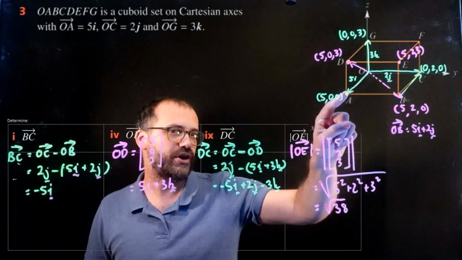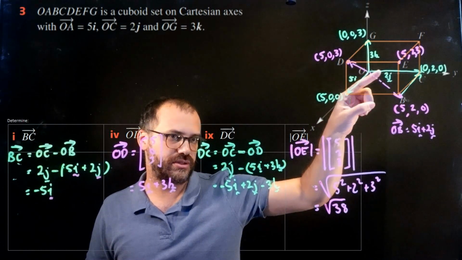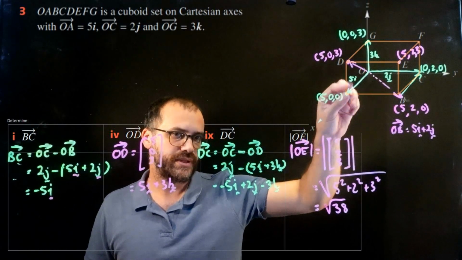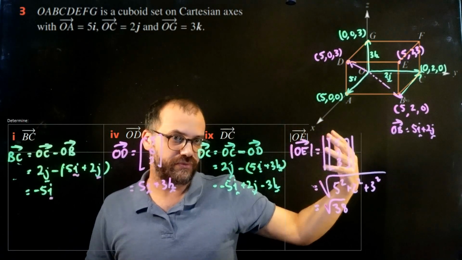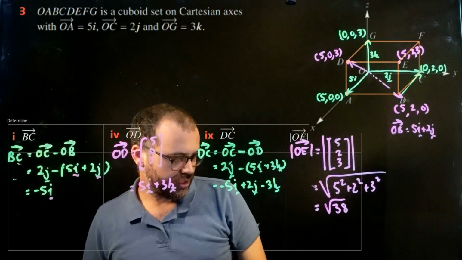If this length is 5 and this length is 2 and this length is 3, to get from there to wherever we are there, it's going to take a bit more than 5. So an answer of like 6.1, 6.2 or something, that feels good.